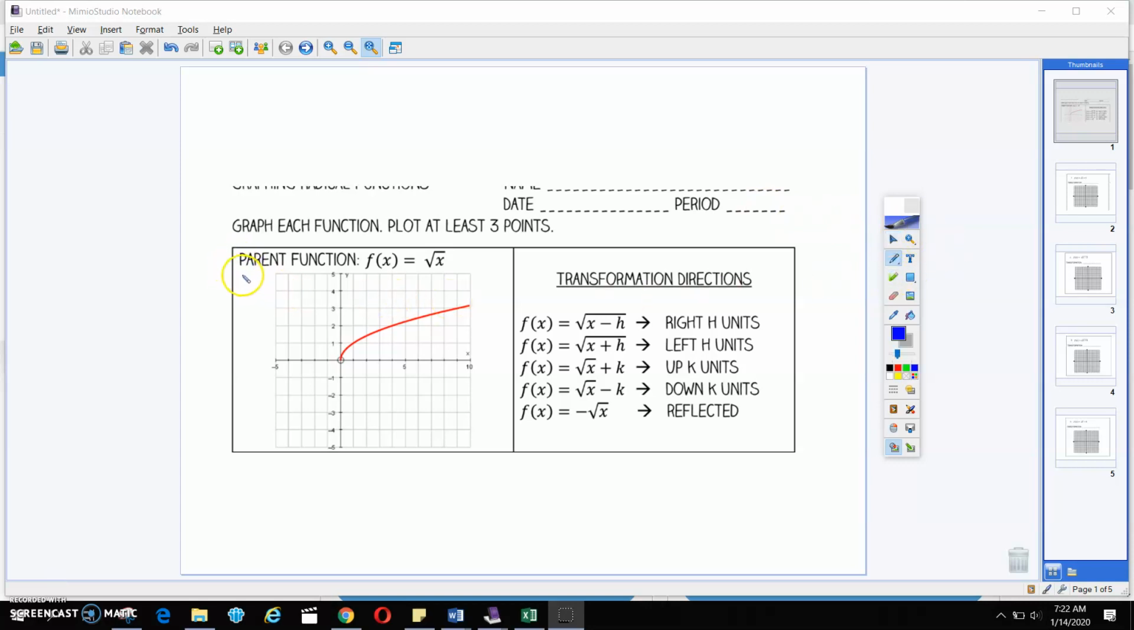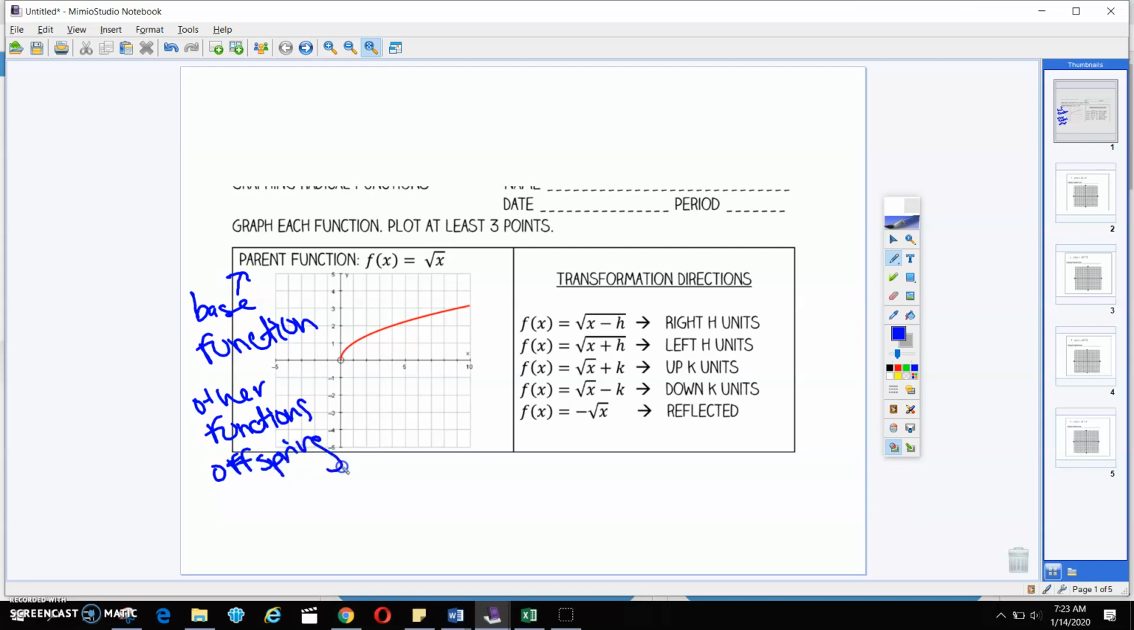A parent function is a parent, okay? So it's kind of like, notice how you're born from your parents, right? Like you're a replica of their DNA. I like that. Yeah. So this is the base function, and then other functions are the offspring, right? Okay. So this parent function is really kind of our foundation for radicals.